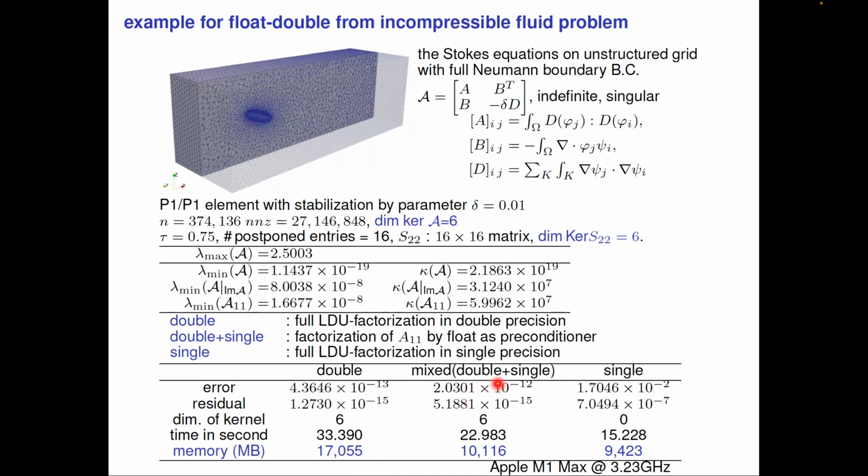And with mixed precision arithmetic, 6 degrees of freedom are also detected, the computation time is around 22 seconds, and the memory footprint is not half, but much smaller. But with single precision arithmetic, due to the high condition number of 10 to the power 7, even after excluding the kernel, it is too high for single precision to deal with. So in this case, the kernel is not detected. So this is a good way to understand.